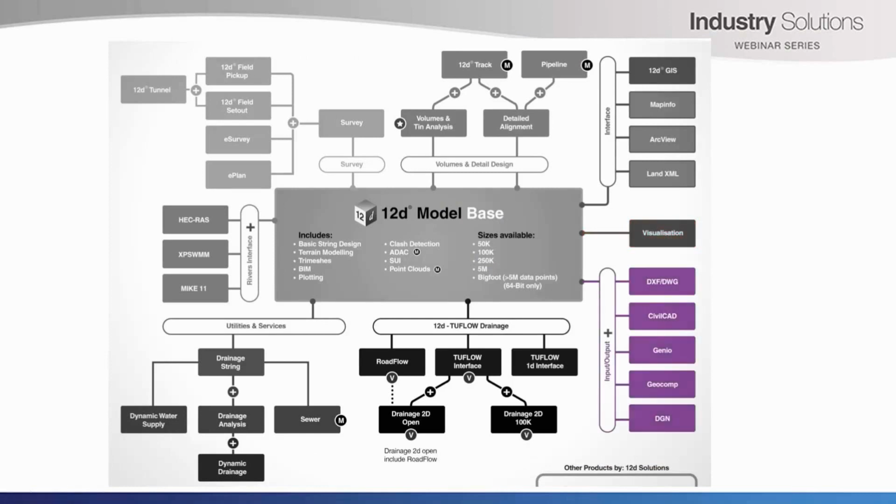Next we look at the 12D model input-output modules. 12D model offers comprehensive input-output options for the transfer of data with third-party packages. The DWG DXF input-output recognises almost all AutoCAD entities, including blocks, and makes the appropriate interpretation in terms of the 12D model elements. The DWG DXF output module writes out plots, three-dimensional data, and triangles in DWG DXF format.